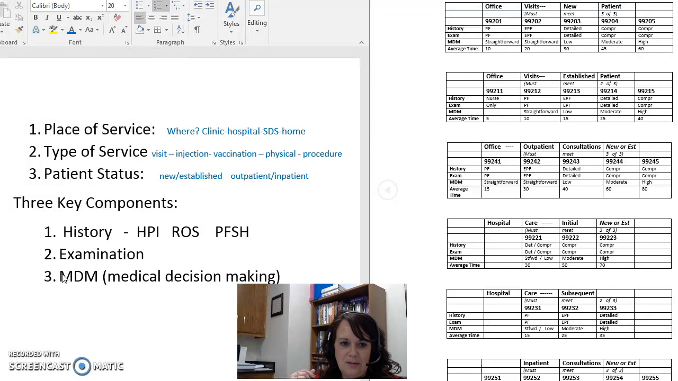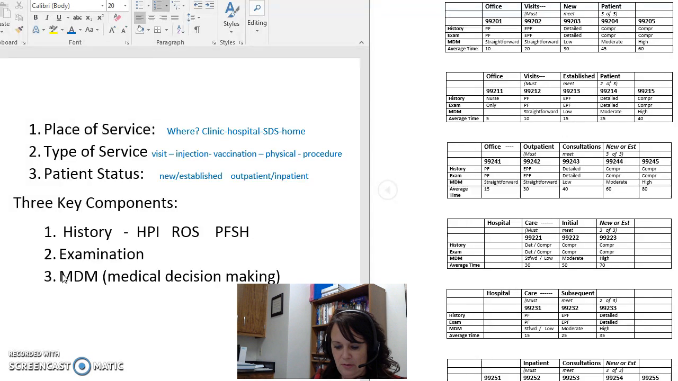Examination, okay, that's our second of the 3 key components there that's listed. And again, we see those same terms: problem-focused, expanded problem-focused, detailed, and comprehensive. Okay. There's an exercise 11-3 that wants you to look up these codes and find the examination level. And again, you can find the answers in your book for that.